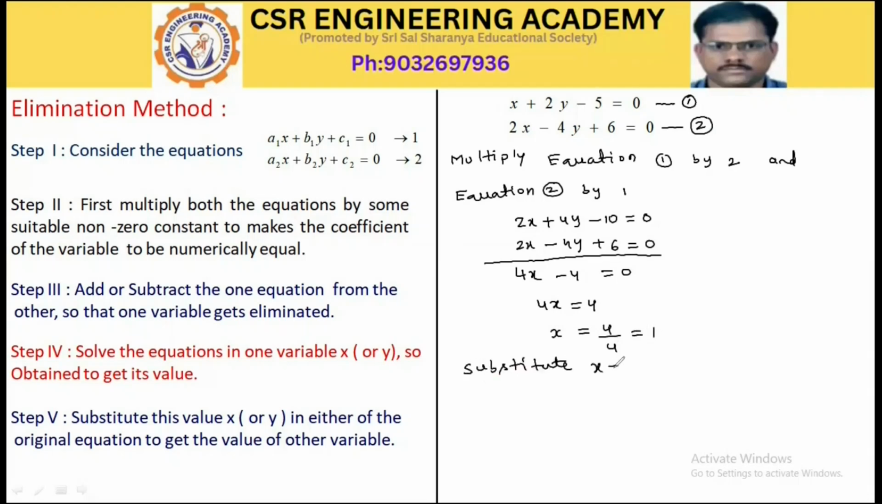Substitute x is equal to 1 in equation 1, that is 1 plus 2y minus 5 is equal to 0. 2y is equal to 5 minus 1, 4. y is equal to 4 by 2, that is 2. Therefore, x is equal to 1, y is equal to 2 is the solution of the given two simultaneous equations.